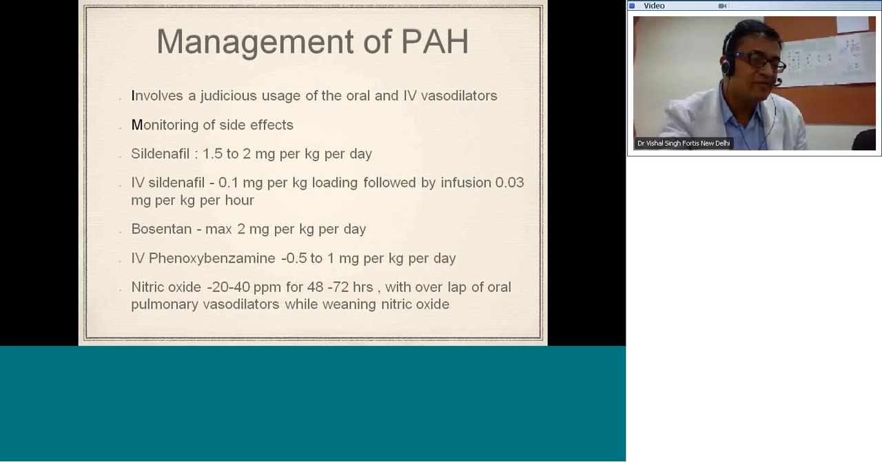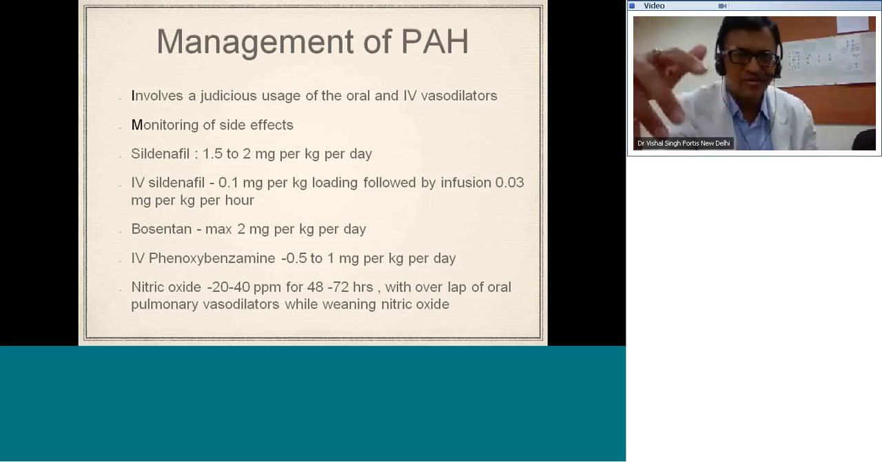We use it very rarely, because we have got very accustomed to managing our PH with the help of oral and IV sildenafil with bosentan, plus or minus phenoxybenzamine. And it involves judicious usage. You can't really say what is right and what is wrong. Again, you have to give the balance to the doctor, because he also has a head.